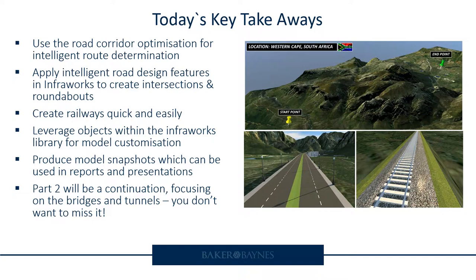We did apply intelligent road features for the intersections and roundabouts. We created a railway simply by using two clicks. And we also leveraged the objects from the Infraworks library out of the box. Okay, we inserted those light posts, and of course we updated the coverage. We did a quick snapshot of the model. Again, you could do as many as you'd like. Really make your presentations pop, your reports that much better. And of course, you could go the extra mile and also do fly-throughs and stuff like that for your videos.